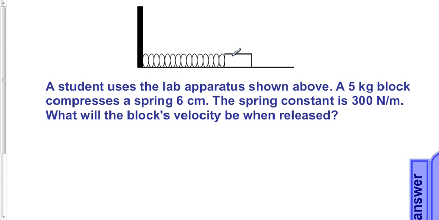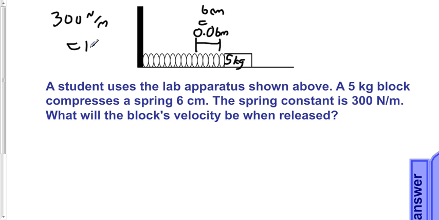In this problem, a block of mass 5 kilograms compresses a spring by about 6 centimeters, which is also equal to 0.06 meters. The spring also has a spring constant K of 300 newtons per meter. The problem wants us to discover the block's velocity after it is released.